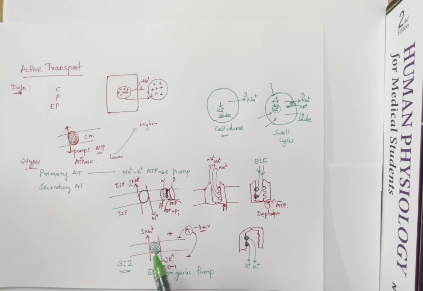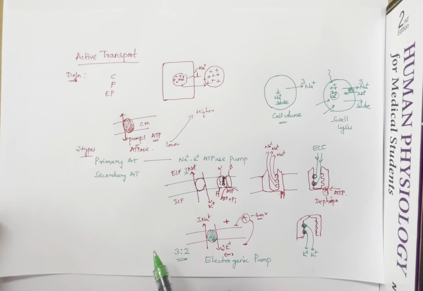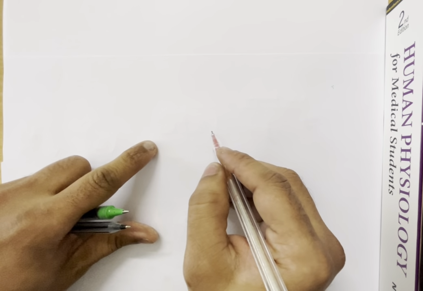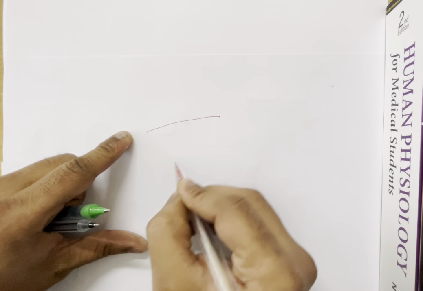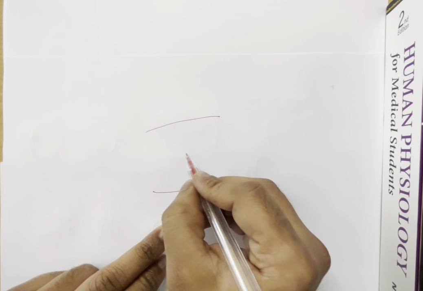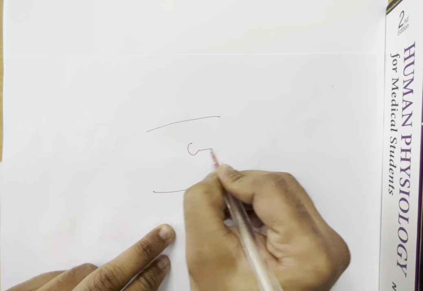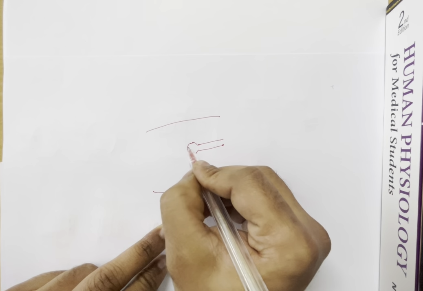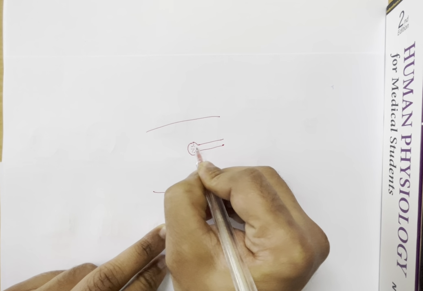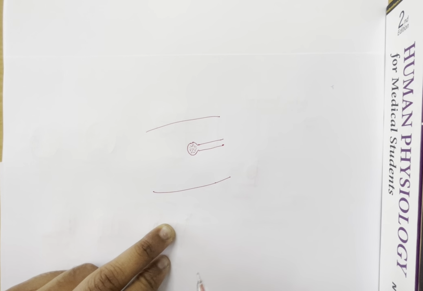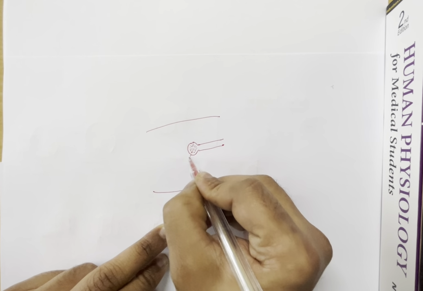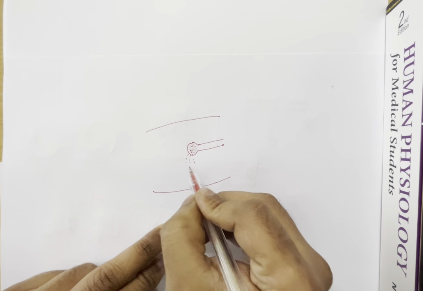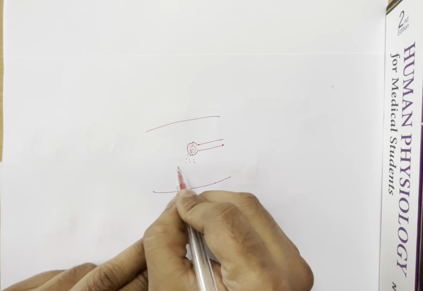We'll give one more example for primary active transport. Let's explain with one more example of primary active transport. Consider this is the skeletal muscle, and within the skeletal muscle are the sarcotubular systems, the sarcoplasmic reticulum. Within this sarcoplasmic reticulum there will be increased calcium levels. And what is the role of calcium ions? The calcium ions which entered into the cytosol will bind to the actin myosin filaments and cause contraction of the skeletal muscle.